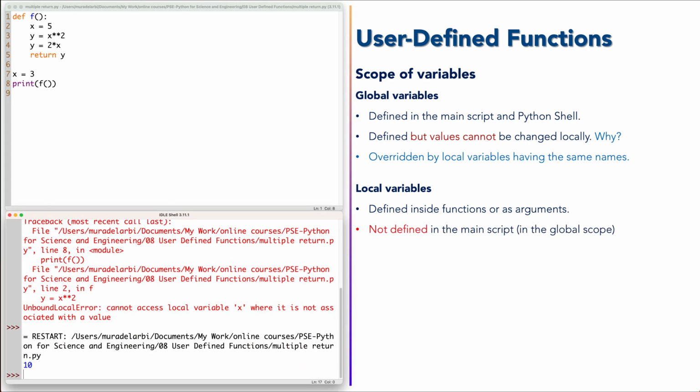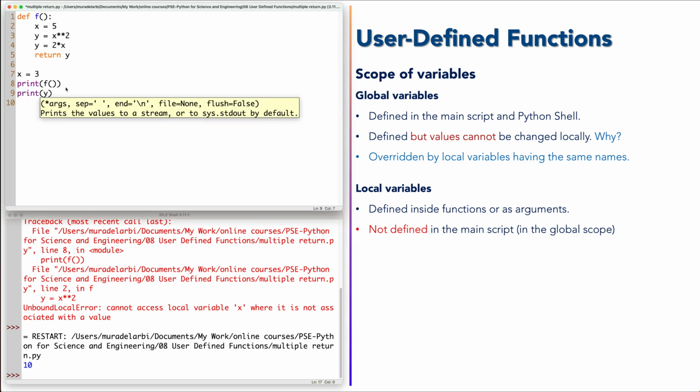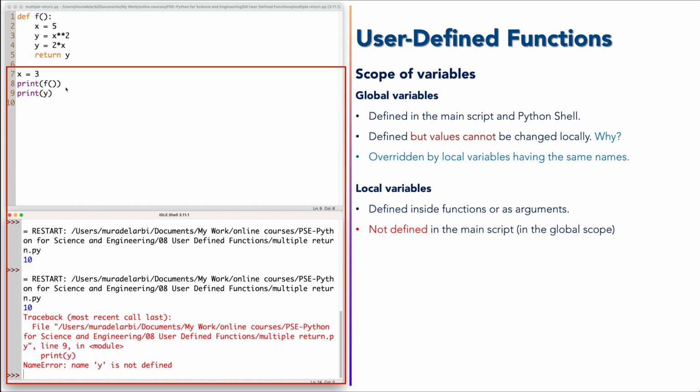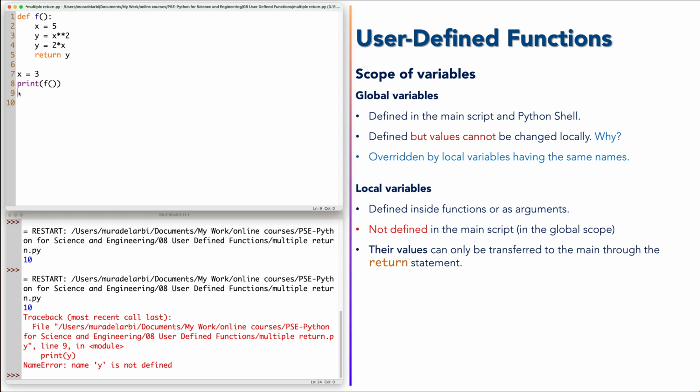It ran normally. What about the local variables? Local variables are not defined in the main script or in the global scope. For example, print y, and I run the code. Name y is not defined because y is a local variable. It is defined inside the function, but it is not defined outside the function. So for that reason, I can't reach y directly in this way. Instead, the values of the local variables can only be transferred to the main script through the return statement, exactly as we did in this print here. Actually, the print calls the function and prints the returned value and not the variable. The variable is local, it is hidden inside the function.